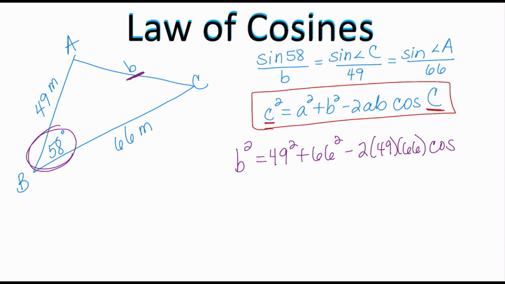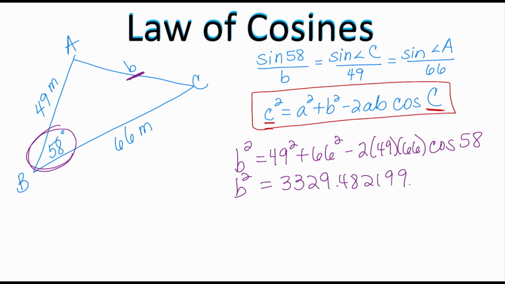angle B in this case, because remember, it has to match. If I'm working with lowercase b, it has to be opposite. So here's the cosine of 58 degrees. Now, all of this is going to go into your calculator exactly the way you see it. So enter 49 squared plus 66 squared minus 2 times 49 times 66 times the cosine of 58. If you're working with a scientific or graphing calculator, then the calculator knows order of operations. So it's going to give you this as the answer right now.